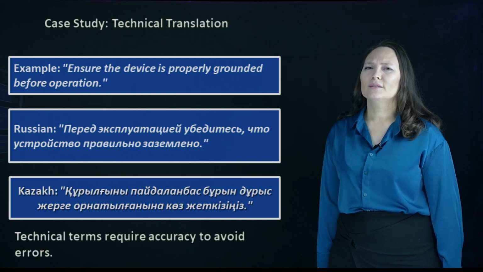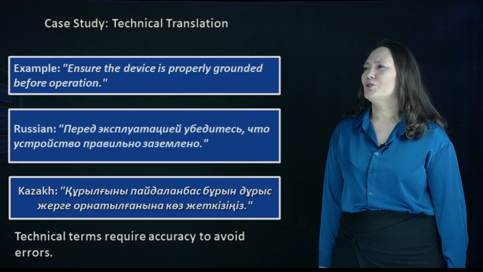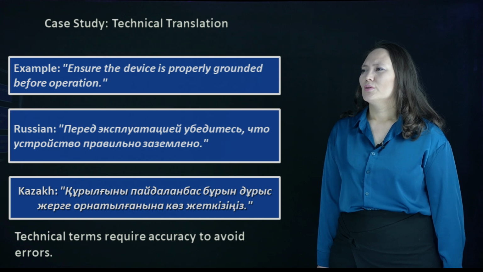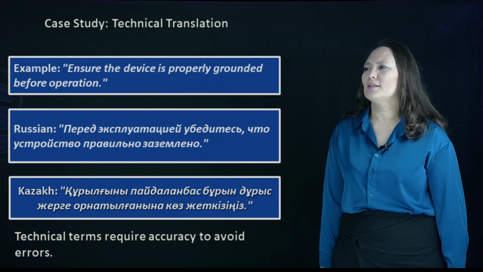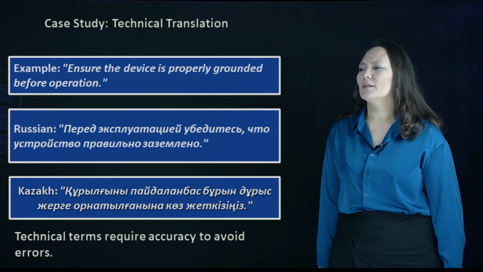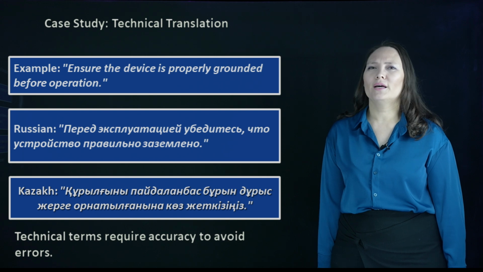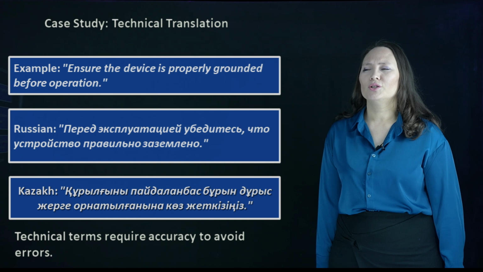Let's take a technical text, for example. Ensure the device is properly grounded before operation. We can offer a Russian translation as follows: Перед эксплуатацией убедитесь, что устройство правильно заземлено. In Kazakh: құрылғыны пайдаланбас бұрын дұрыс жерге орнатылғанына көз жеткізіңіз. Technical terms require accuracy to avoid errors. So in this case, translators usually use special dictionaries for technical terminology.